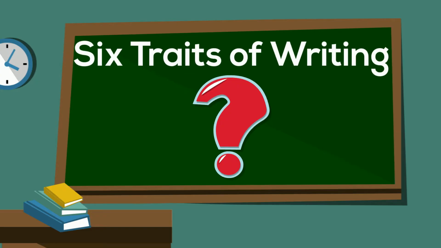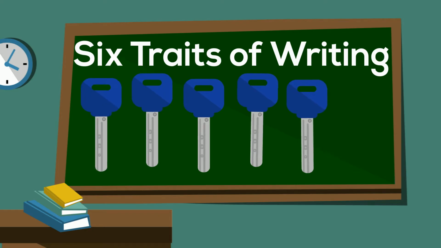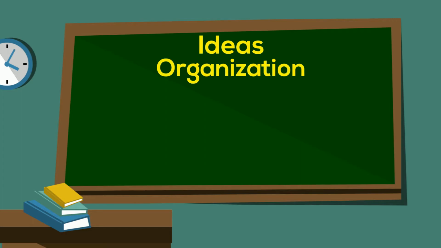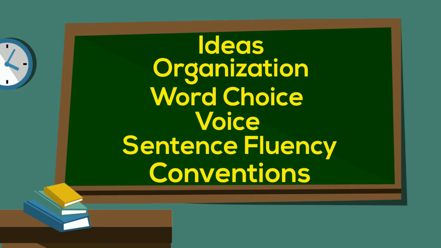First of all, what are the 6 traits of writing? Research has shown that all good writing contains certain traits, or keys, if you will. These keys are the 6 traits and will help you become an excellent writer. They are ideas, organization, word choice, voice, sentence fluency, and conventions.